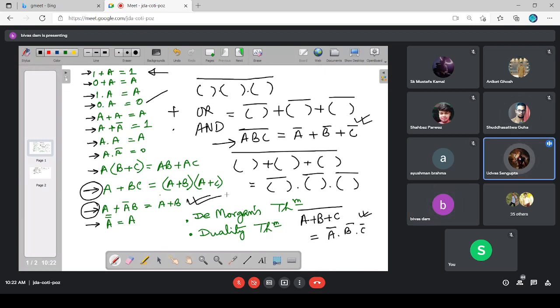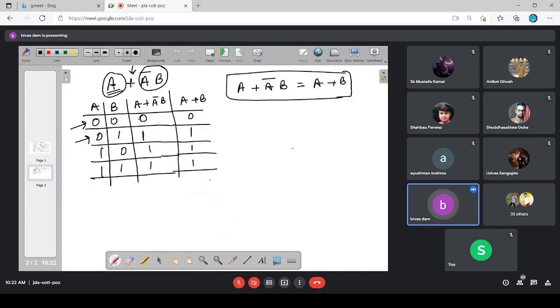So please explain the other one. A into B plus C equals to AB plus. I have not explained that one. I'll do that now. What was it? A plus BC. What was that?